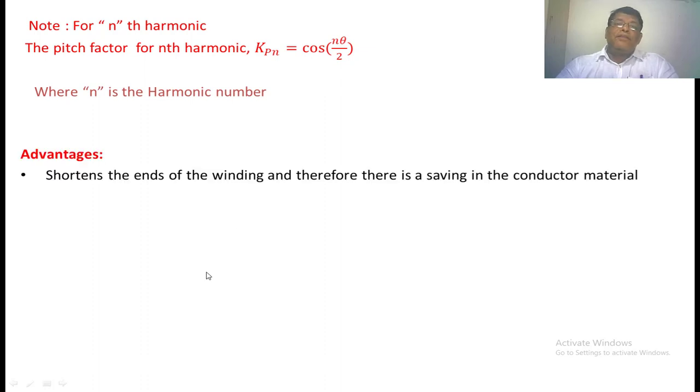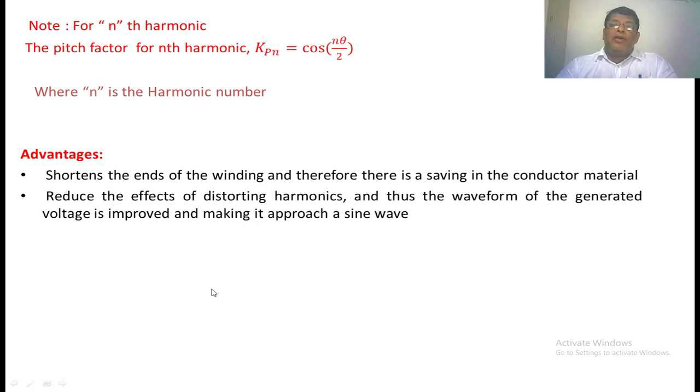Advantages. Because of the short pitched coil, the overhang conductor will be reduced, so the overall length of the conductor will be reduced. Moreover, it affects the voltage induced in the coil. Because of the short pitched coil, the harmonics will be reduced, so that the voltage induced in the stator winding is nearly a sine wave.